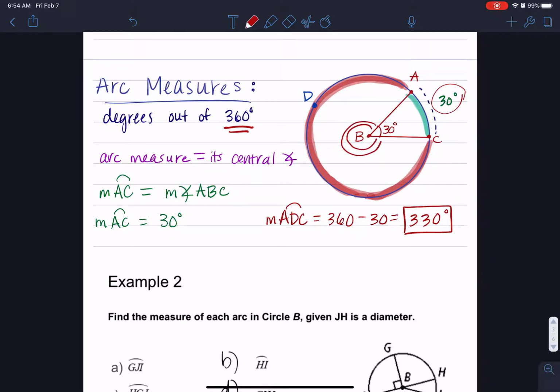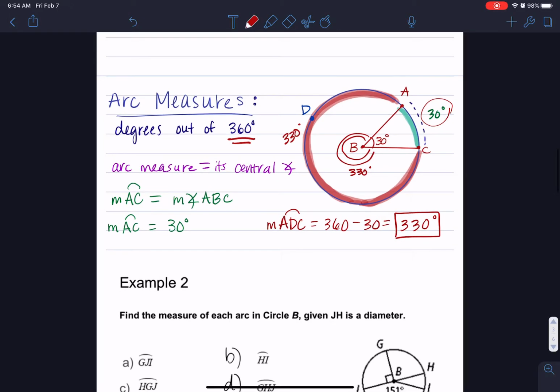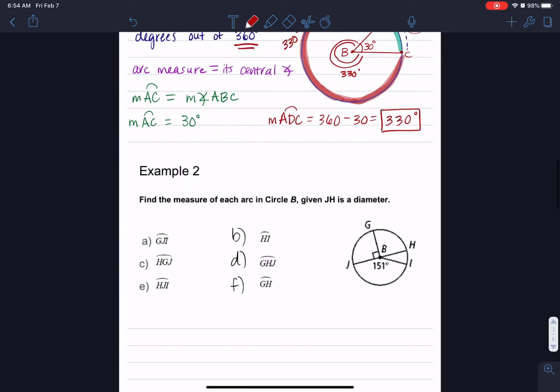It's just weird because we usually don't talk about angles that are more than 180. So now we are kind of talking about angles that are more than 180, but they're definitely going to be less than 360. So no more than 360, okay? So that's 330 for that arc right there. Make sense? Kind of, sort of?